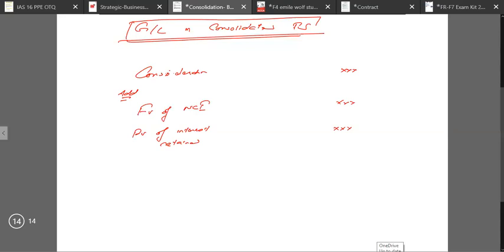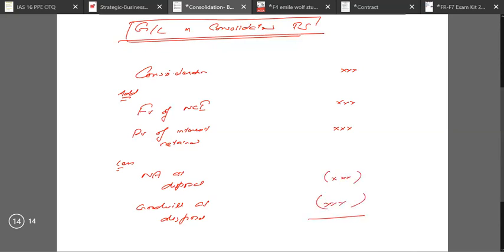Then you deduct the net assets at disposal and the goodwill at disposal. If you understand the mechanism of this working: consideration, you add the fair value of the NCI, you add the fair value of the interest retained, which is probably not in F7, and you deduct the net assets of the subsidiary at disposal and the goodwill value at disposal. When you compare the consideration plus NCI with the net assets and goodwill, it gives you the gain or loss, which should be recorded in the consolidated financial statements.